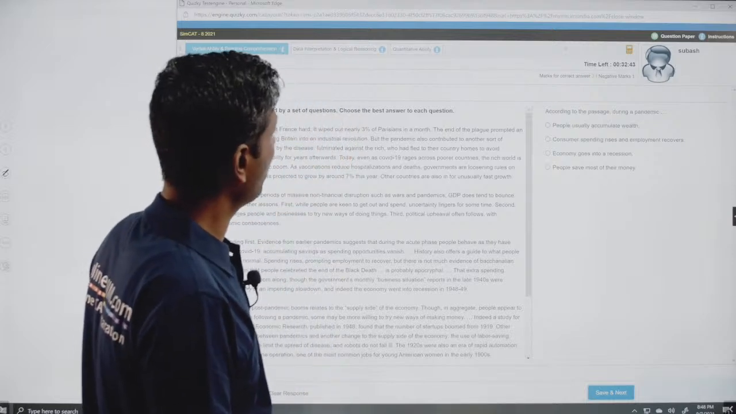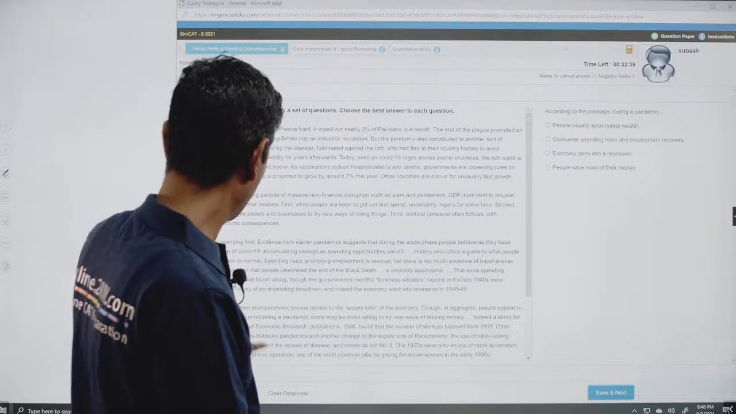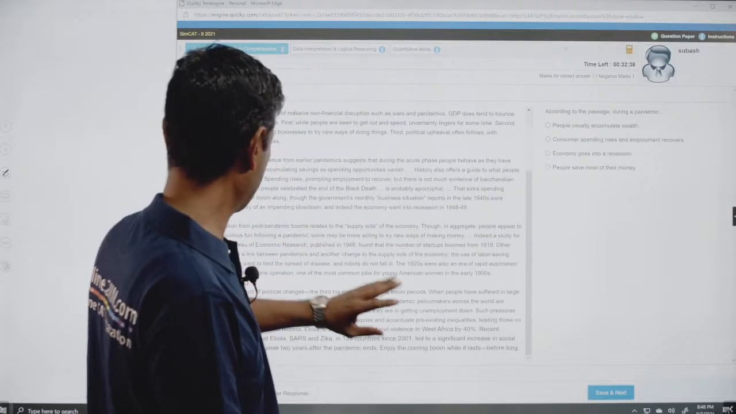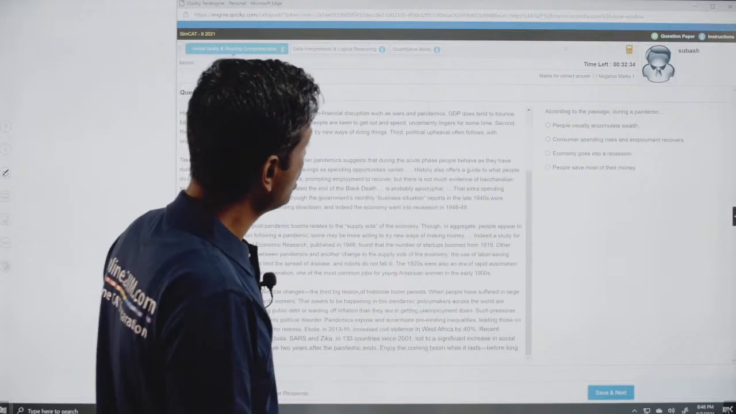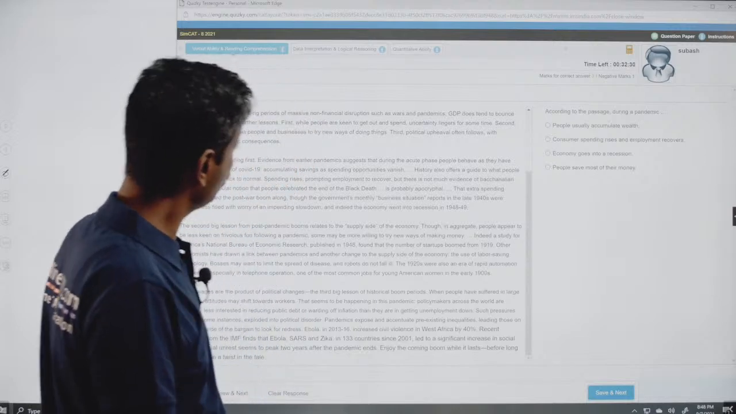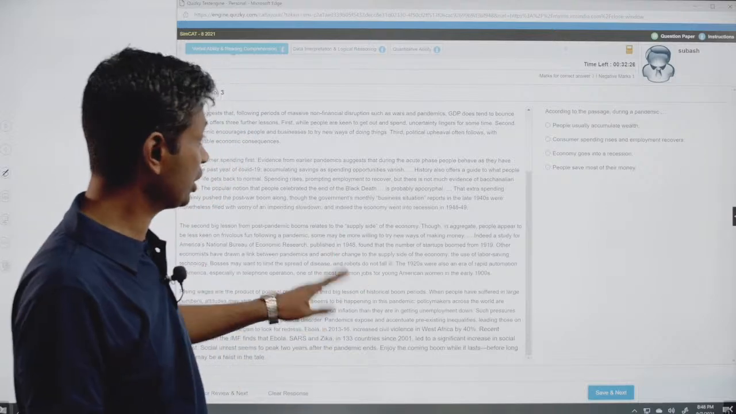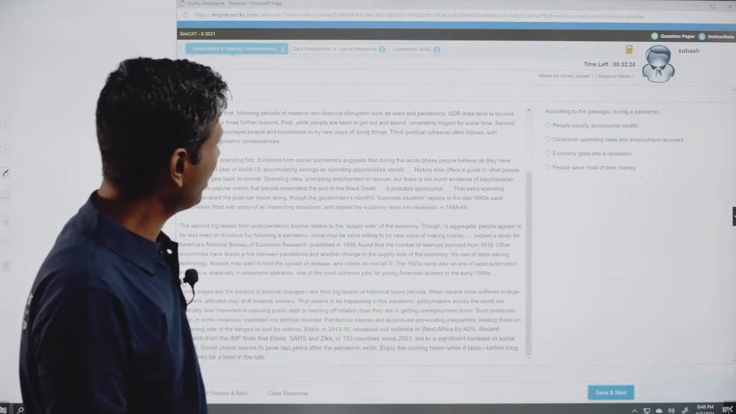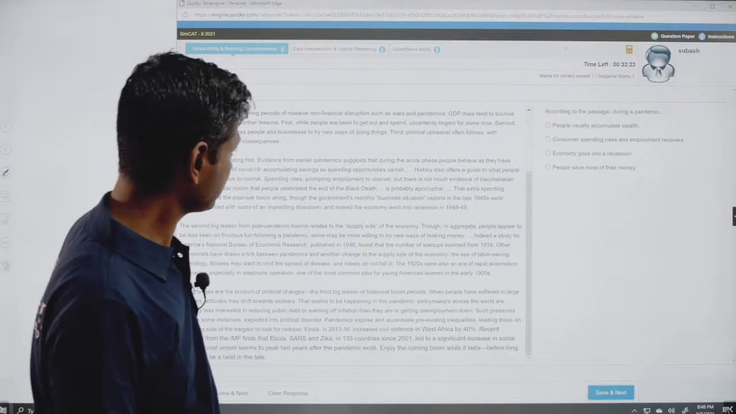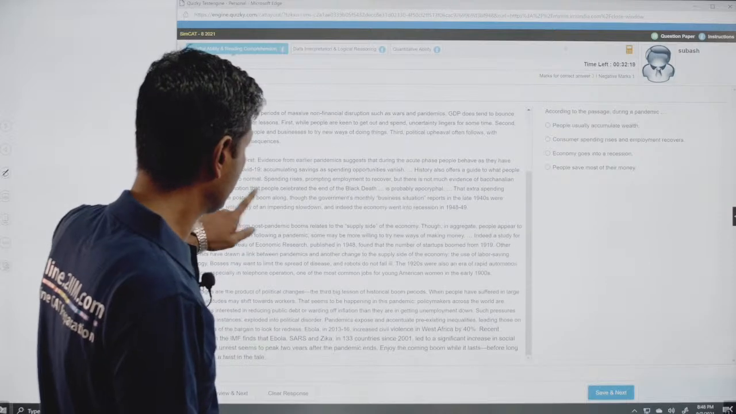According to the passage, during a pandemic, people usually accumulate wealth. They spend less. I wouldn't say they accumulate wealth. They spend less during the peak part of the pandemic. Consumer spending rises and employment recovers. Consumer spending rises, but employment recovers. I'm not sure about this because there was automation and robotics. Economy goes into a recession. Probably happens, but post-pandemic it booms.